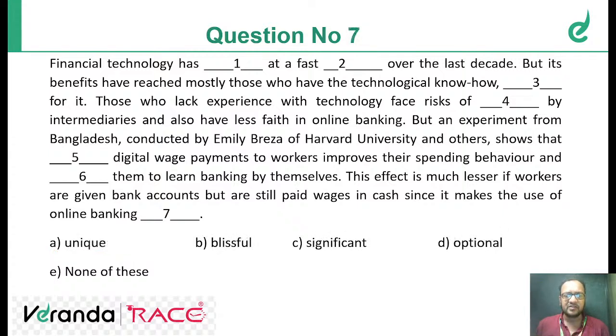Let us see if question number 7 is an adjective. Unique, blissful, significant, optional. Okay, so the effect is much lesser if workers are given bank accounts but are still paid wages in cash. It makes the use of online banking blissful, a positive word, you understand. Blissful means very satisfactory, very helpful. This way it can be done.